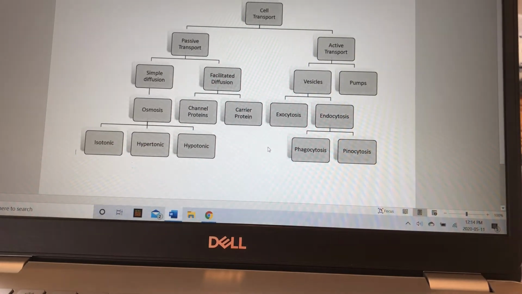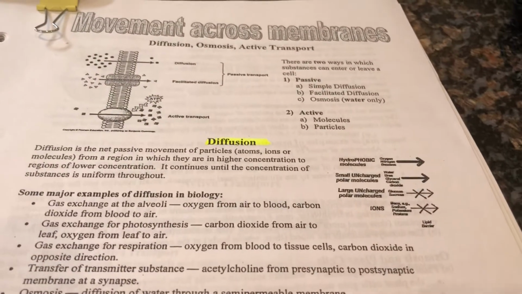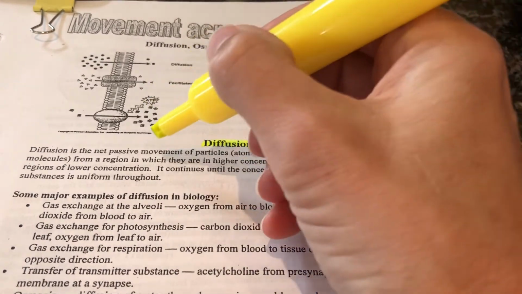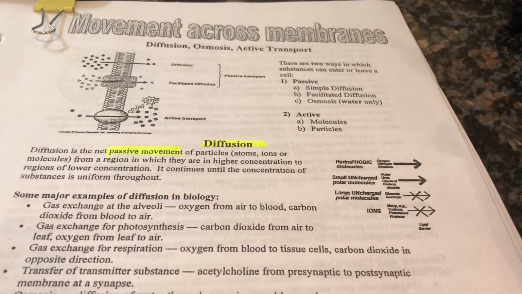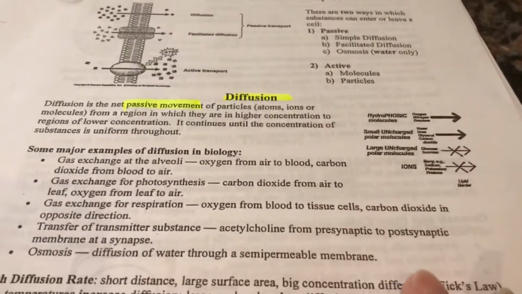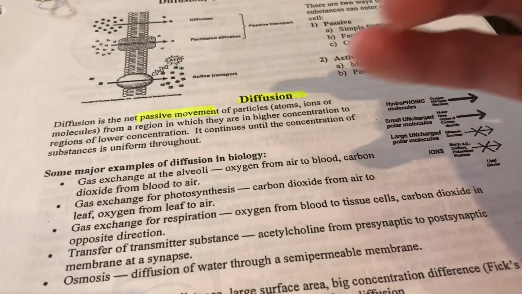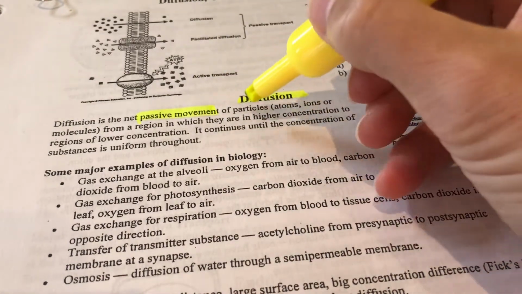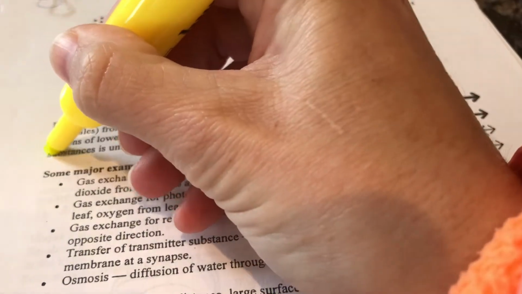Okay, so back to the note. Movement across cell membranes. We've got diffusion. Diffusion is passive. When you see passive, that means it doesn't require energy. It's going to happen on its own. Diffusion is the net passive movement of particles, and passive is when we go from a concentration that's higher to a concentration that is lower.